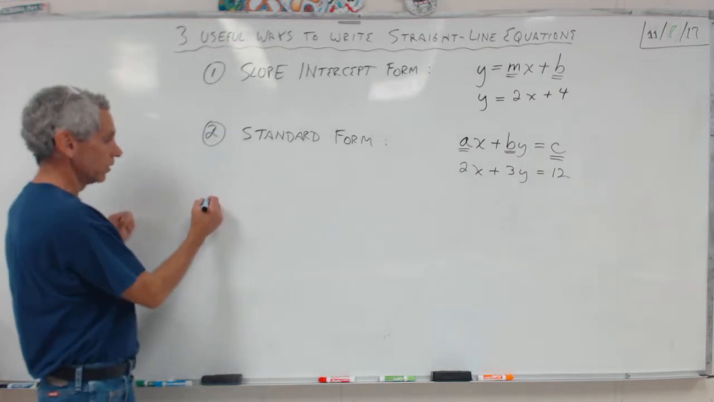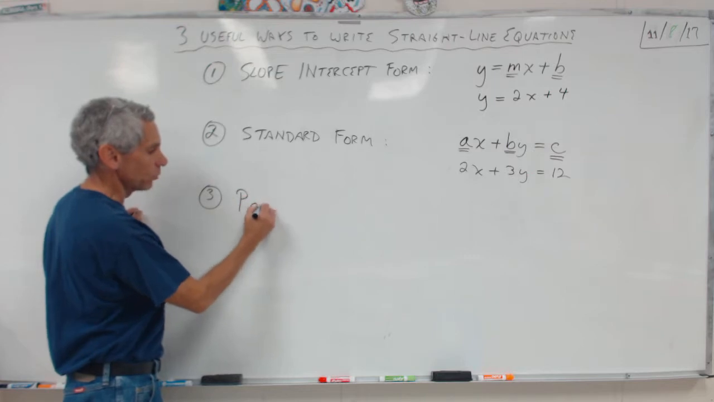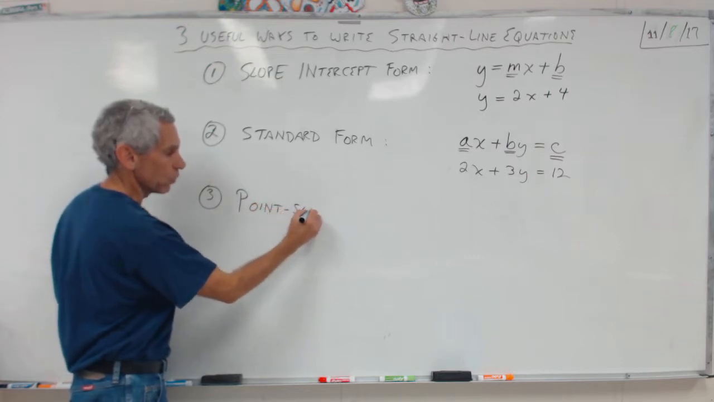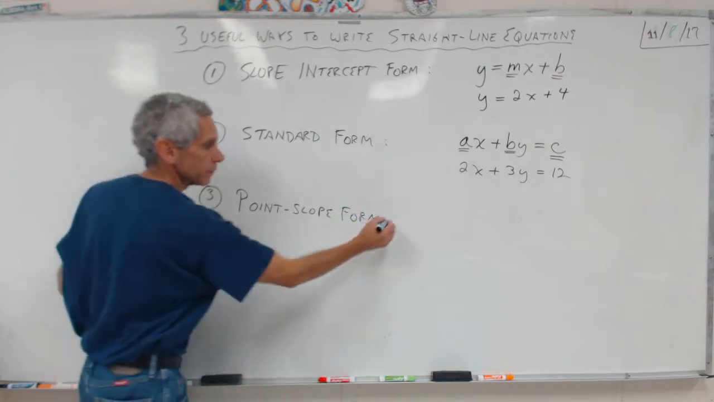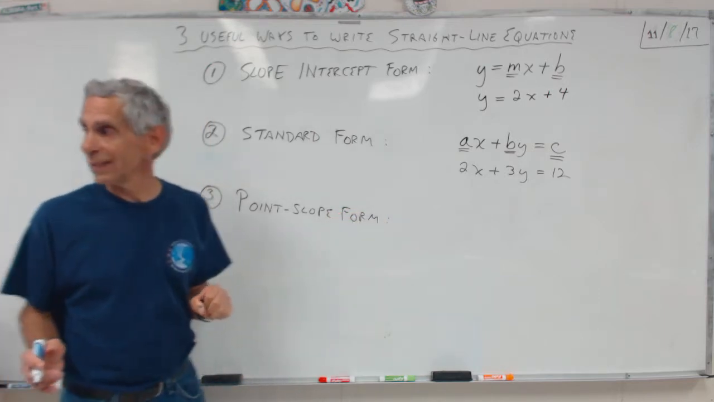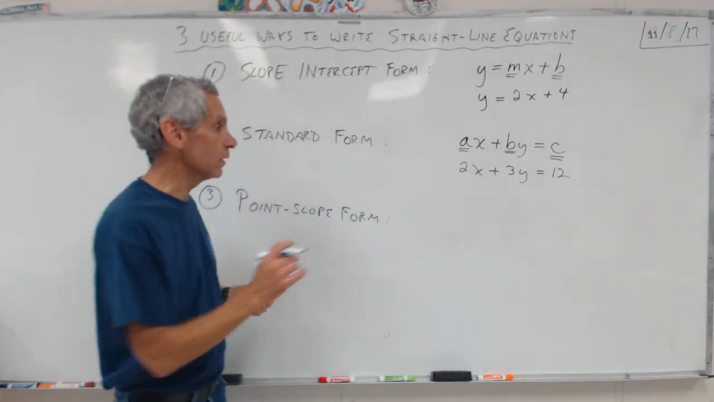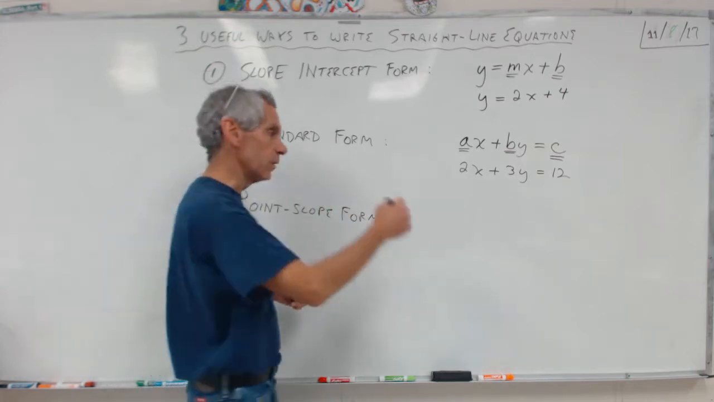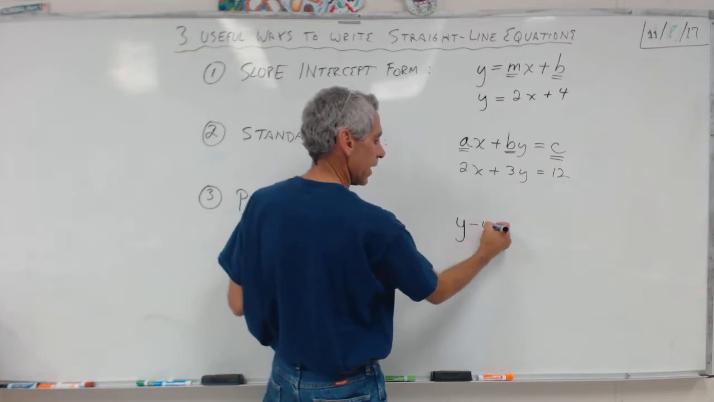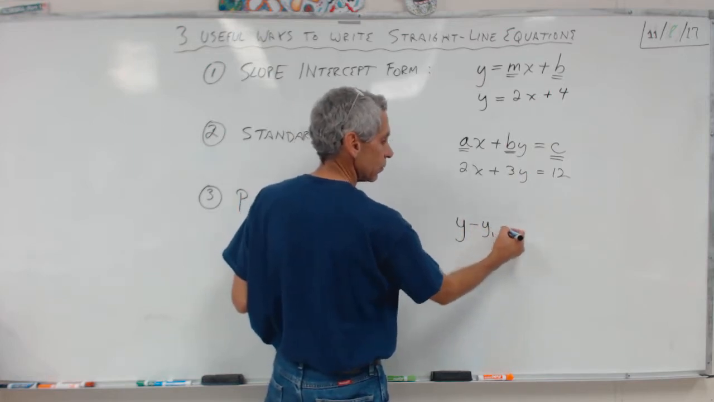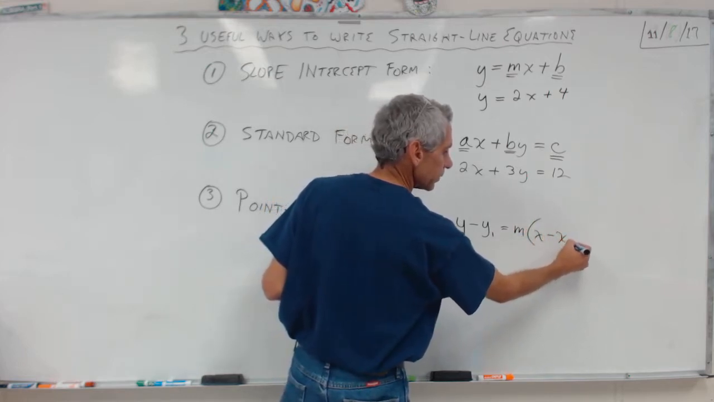And then the third useful way of writing straight line equations is called point-slope form. This one looks really, really scary when you see it. And it's really, really easy and really, really useful once you understand it. That'll be maybe a week or two down the road. But it's y minus y sub 1 is equal to m parenthesis x minus x sub 1.